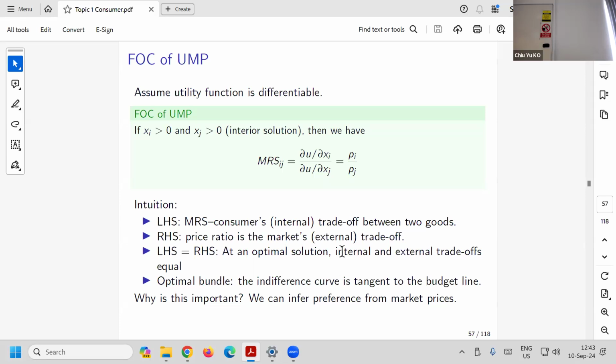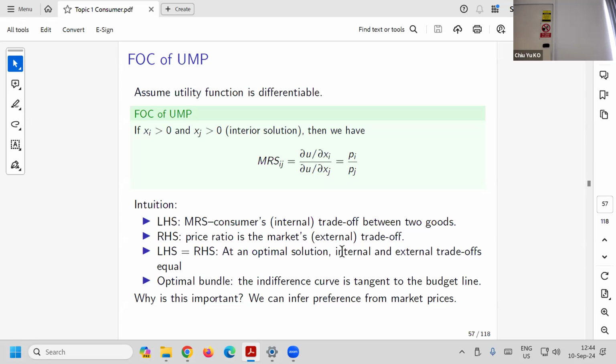And the right-hand side is what? The right-hand side is nothing about you. It's about the market, about the environment. In the market, if you give up 1 unit of I and sell it, you get P_I money back, because the market always allows you to exchange in this way. How many units of J you get is P_I over P_J. So you give up 1 unit of I, and that's how many J you get. And at the optimum, these will be the same. If not, then you always make the change.